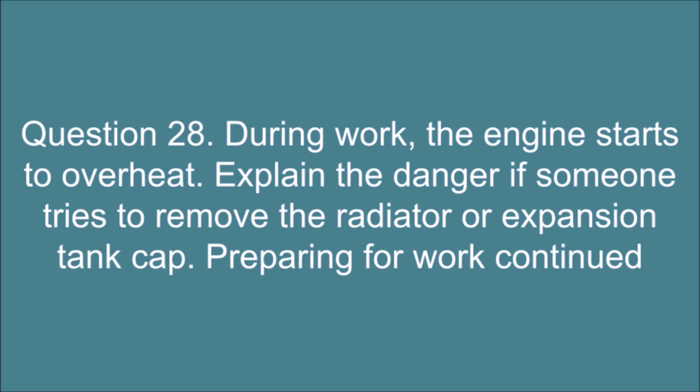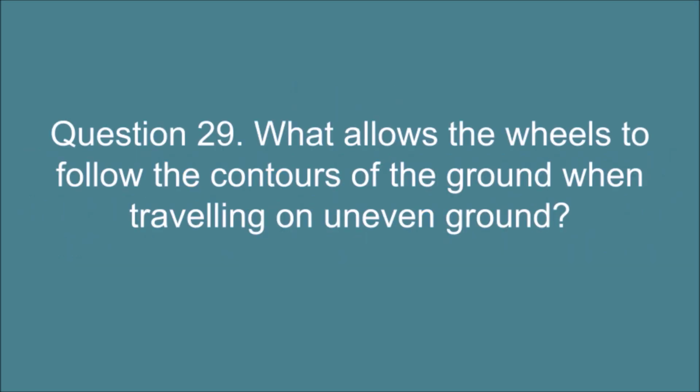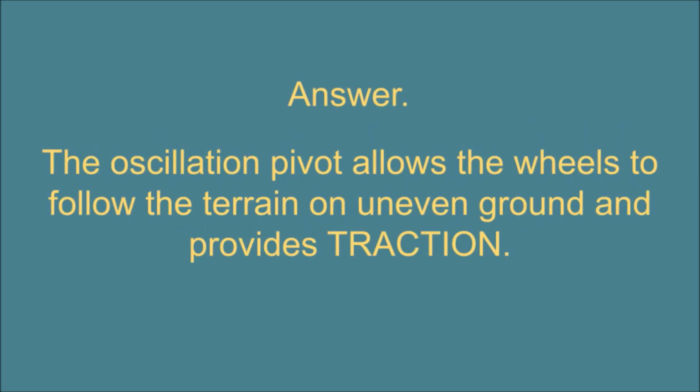Question 28. During work, the engine starts to overheat. Explain the danger if someone tries to remove the radiator or expansion tank cap. Answer. The cooling system is normally pressurized and removing the cap can allow hot water to escape uncontrollably with the potential for causing severe burns. Question 29. What allows the wheels to follow the contours of the ground when traveling on uneven ground? Answer. The oscillation pivot allows the wheels to follow the terrain on uneven ground and provides traction.